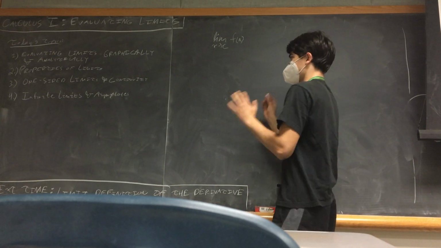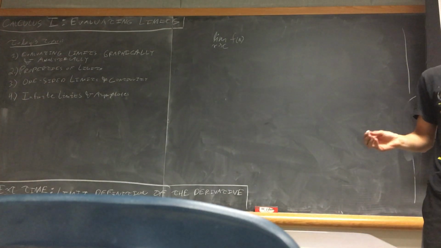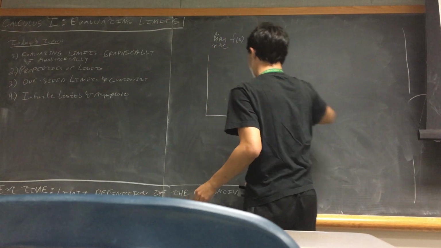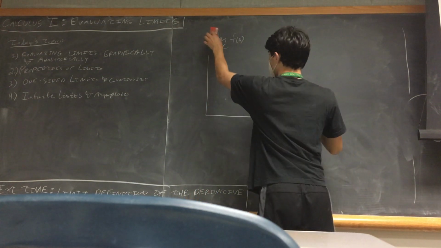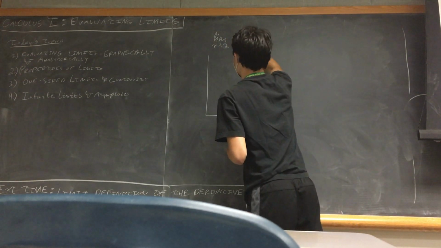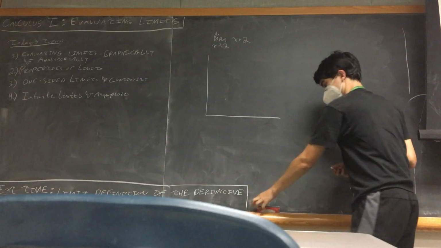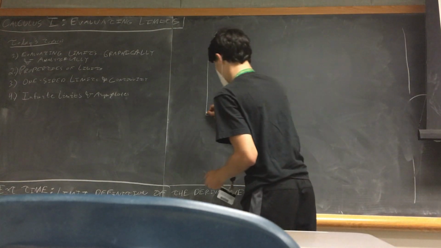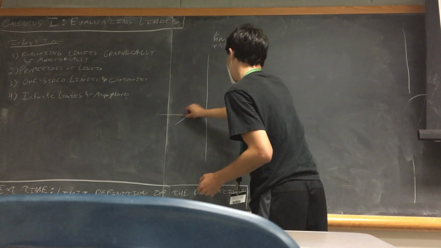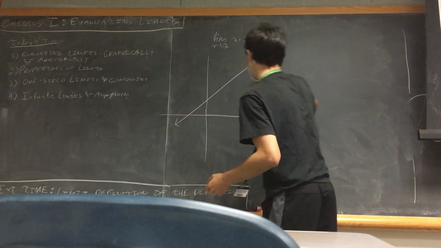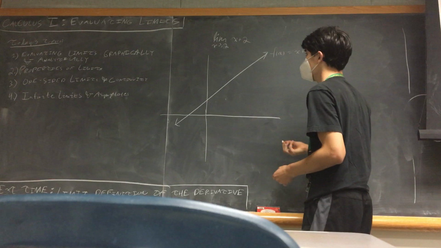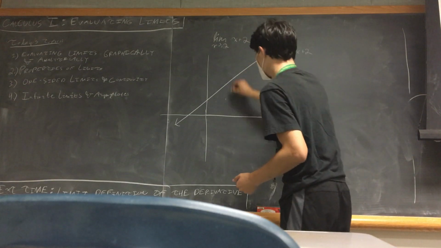So, let's start with a simple example that'll take us right from where we were last week. Let's say we want the limit as x approaches 2 of x plus 2. Let's draw this graph. We've got our coordinate axis here. And the graph kind of looks like this. f of x equals x plus 2. We want the limit as x approaches 2.